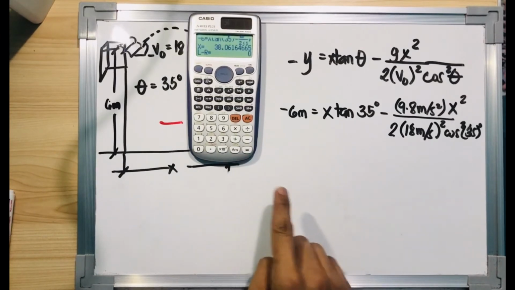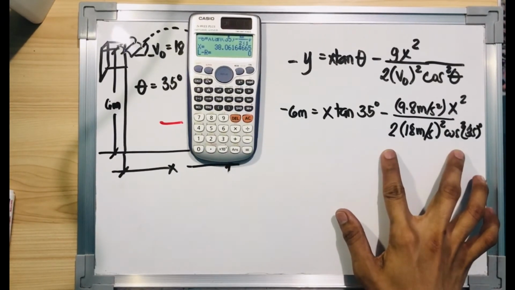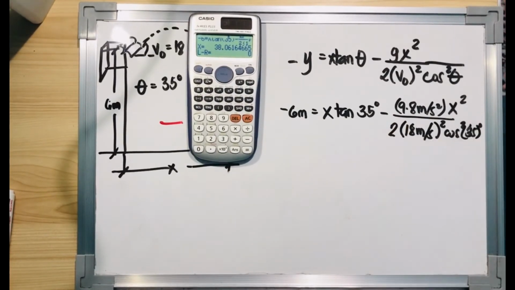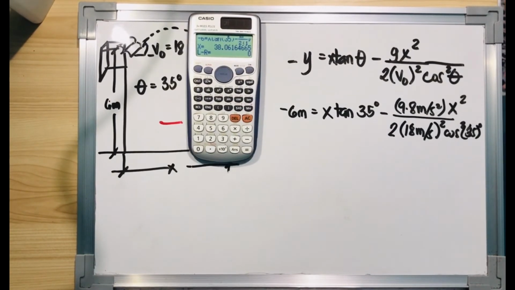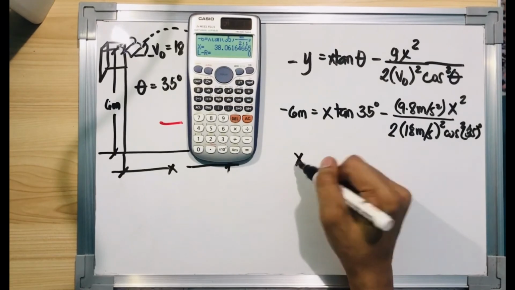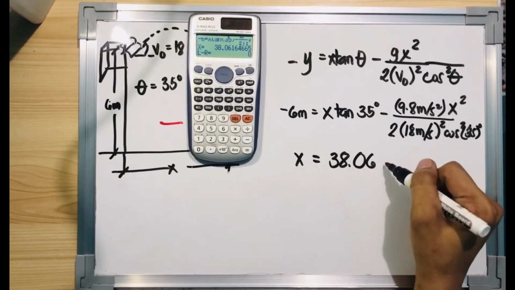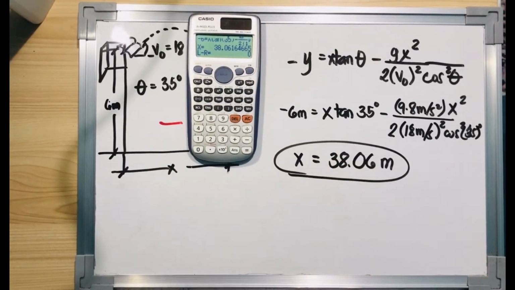Napakadali na lang nito, pero kung gusto mo ng medyo manual, kailangan mong tanggalin yung denominator nito, tapos kunin mo na lang yung magiging numerical coefficient ng x squared, yung numerical coefficient ng x, tapos yung constant. Pero since meron nga naman tayong calculator, edi why not gamitin natin? So your x would be 38.06 meters. Okay? Nasolve na natin yung x.